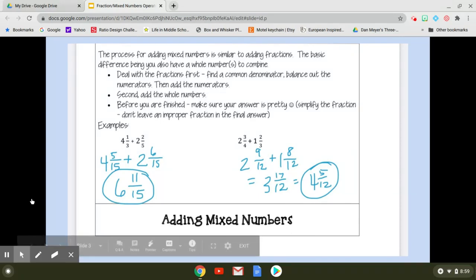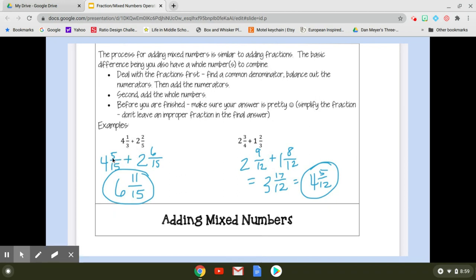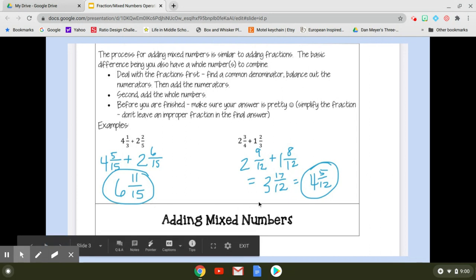So for instance, in 4 1/3 and 2 2/5, my common denominator would be 15. So I would have 4 5/15, 2 6/15, and I could add the whole numbers together and get 6, and then the numerators together and get 11. So 6 11/15 would be my answer.